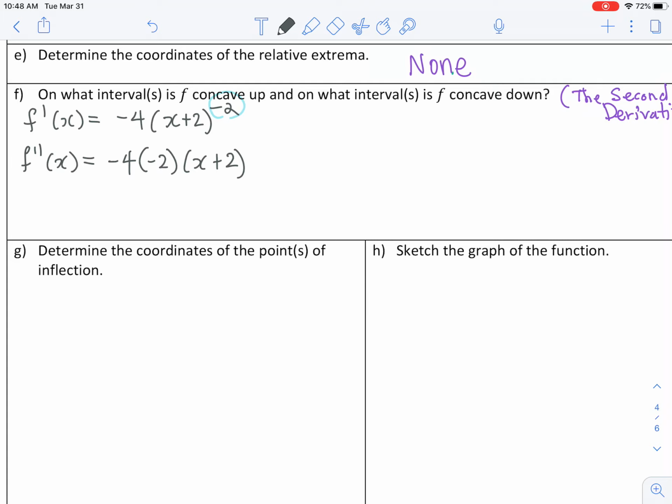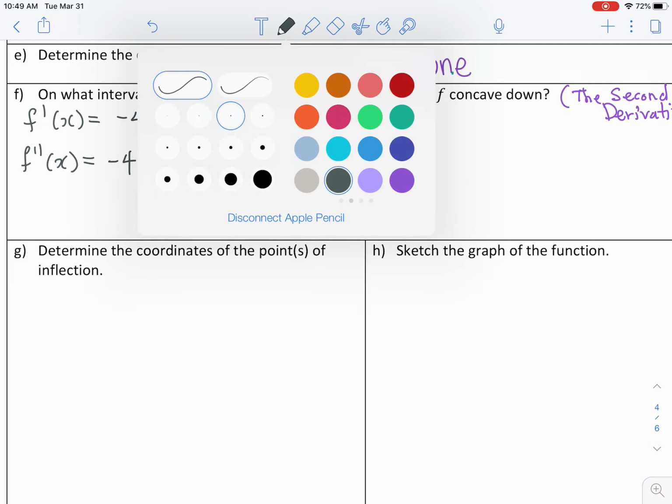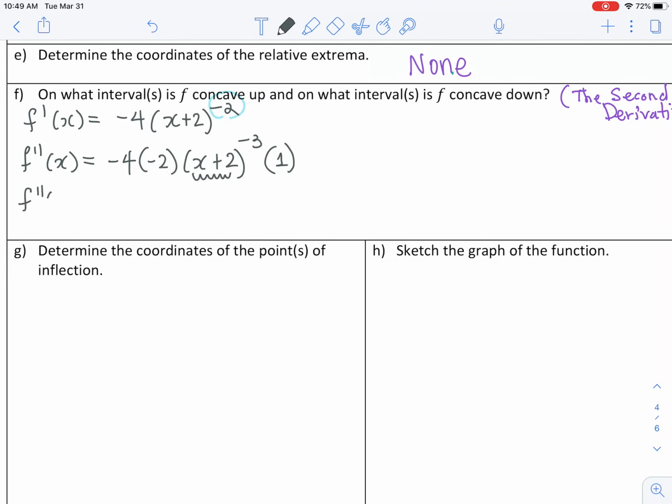And then go down on that exponent. So negative 2 will now go down to negative 3. And technically, multiply by the derivative of the inside part. The derivative of x plus 2 is 1. If I multiply and simplify this, I will get f double prime equals this times that. What's that going to give us?